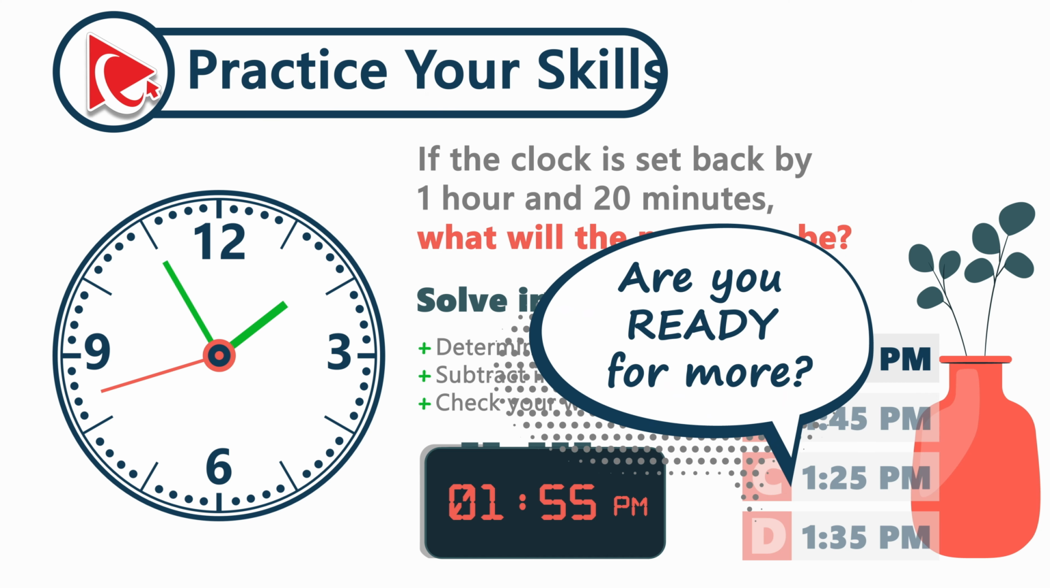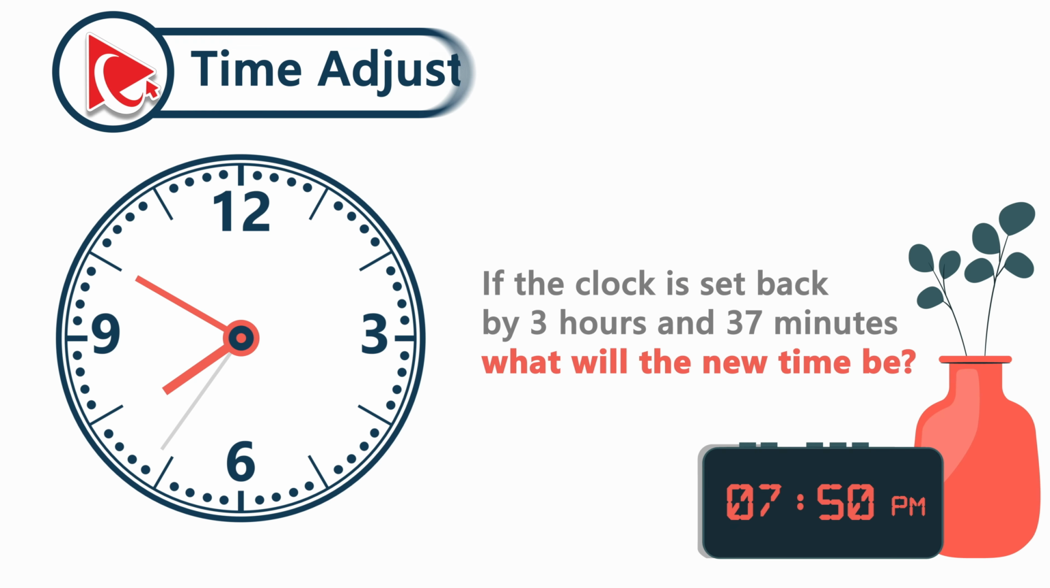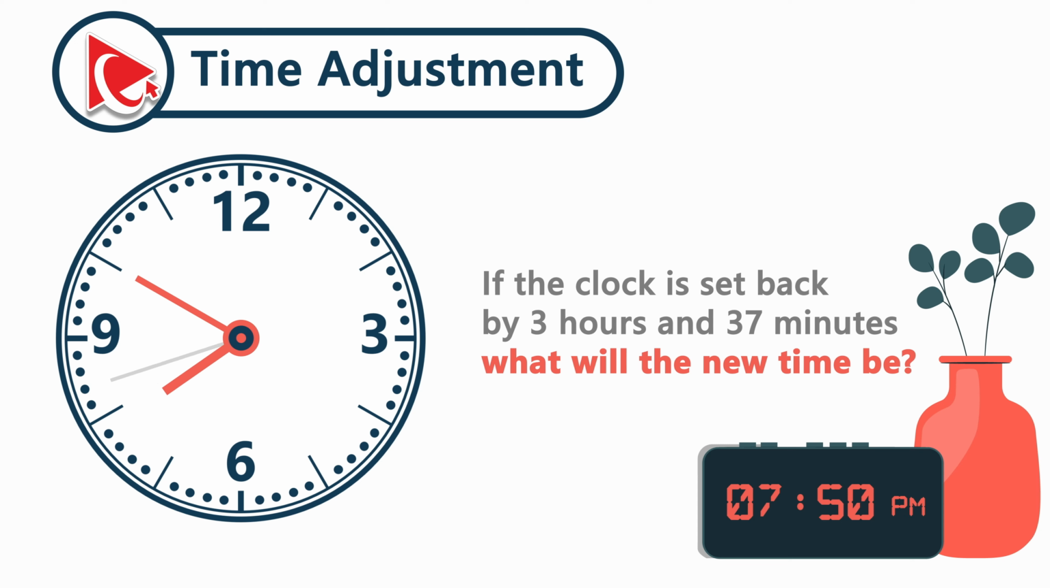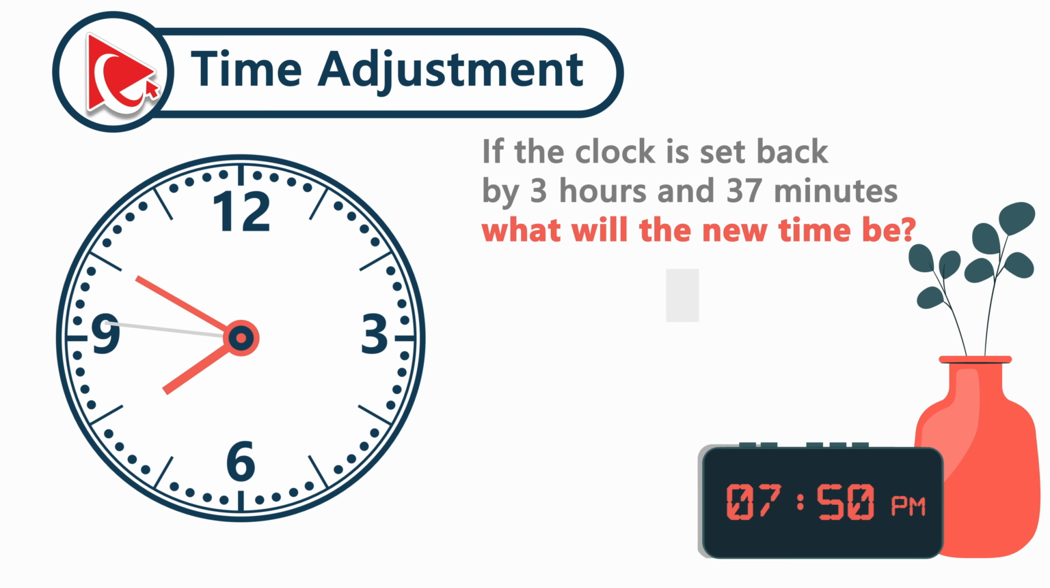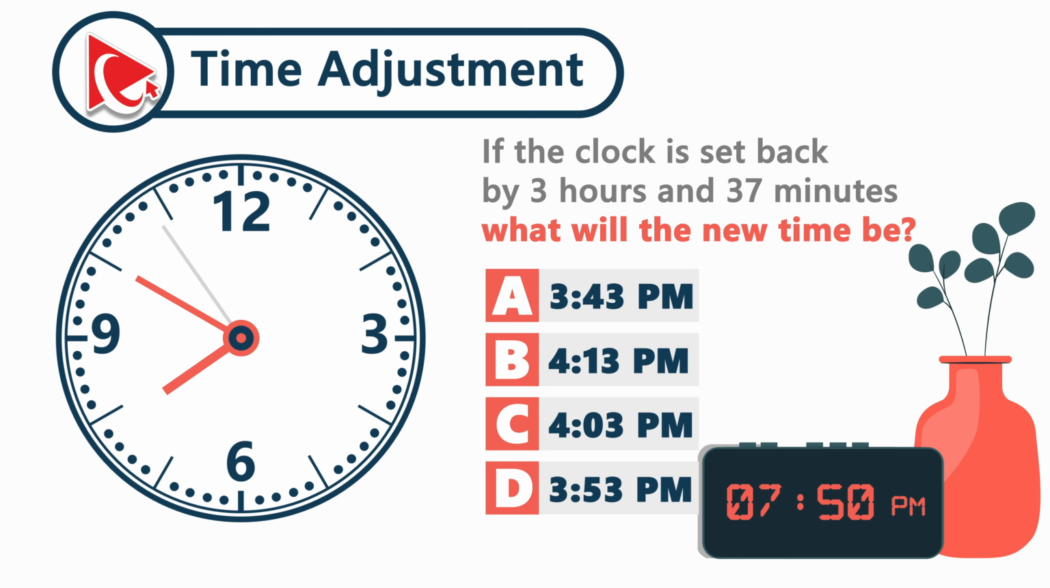Are you ready to practice your skills? Try this question to see how you would do. You're presented with the clock, which shows time as 7:50 p.m. If the clock is set back by 3 hours and 37 minutes, what would be the new time? Your choices for the answers are choice A, 3:43 p.m., choice B, 4:13 p.m., choice C, 4:03 p.m., or choice D, 3:53 p.m. Once you're certain with your answer, post it in comments and I'll give you my feedback. Good luck with this intriguing challenge.